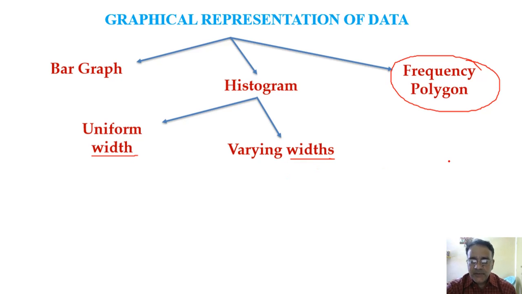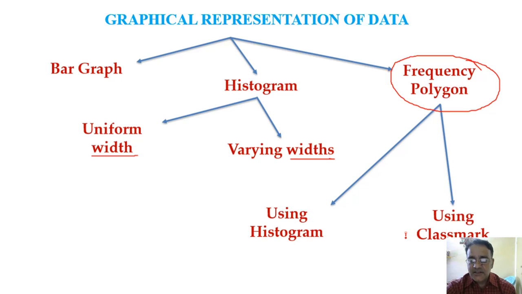And in frequency polygon, there are two ways to draw the frequency polygon. One is using histogram and another using class mark. I think you remember class mark. It is the mean of both the limits. For example, if 20 to 30 is there, what is the mean of 20 to 30?